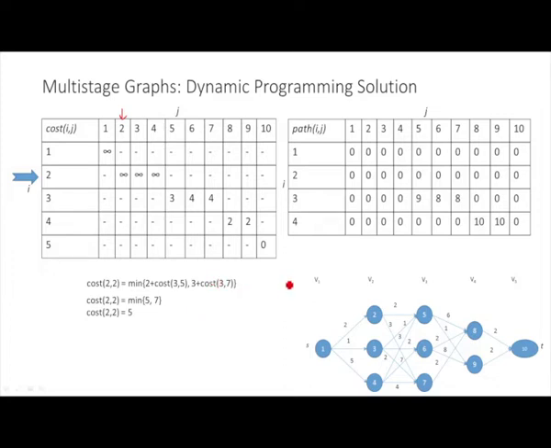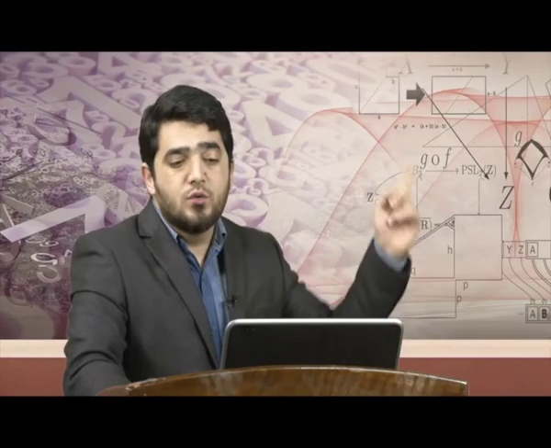The cost of that particular choice or path is 5. We'll store that in the cost array for node number 2, stage number 2, and we'll also store node number 5 in the path array for node number 2, stage number 2.